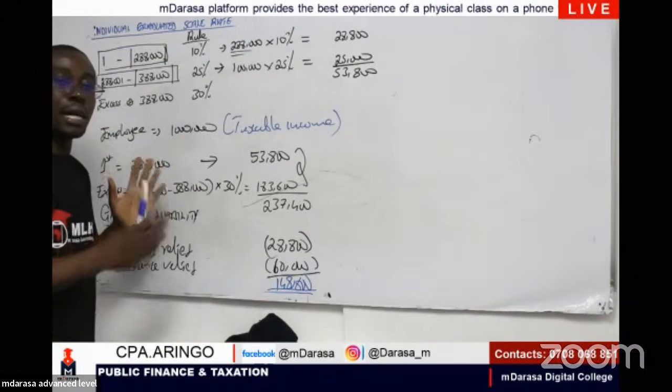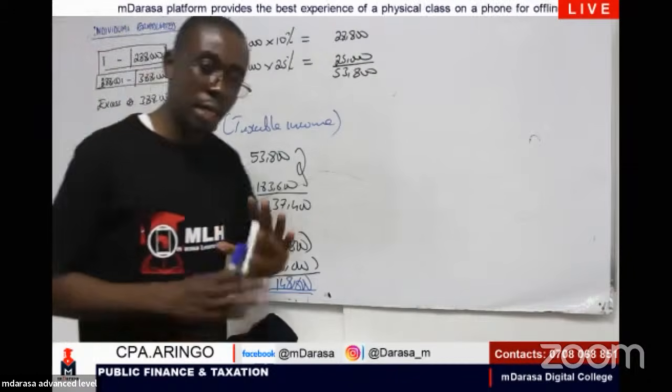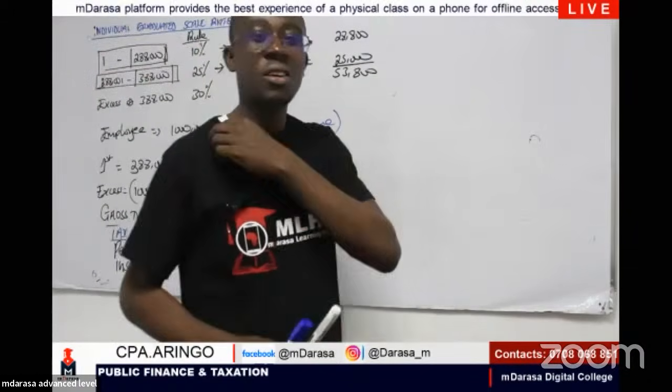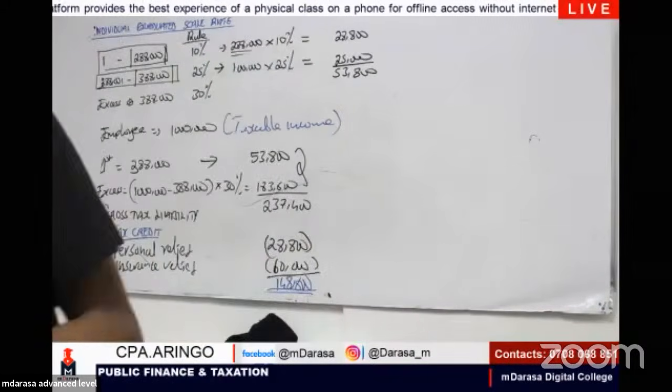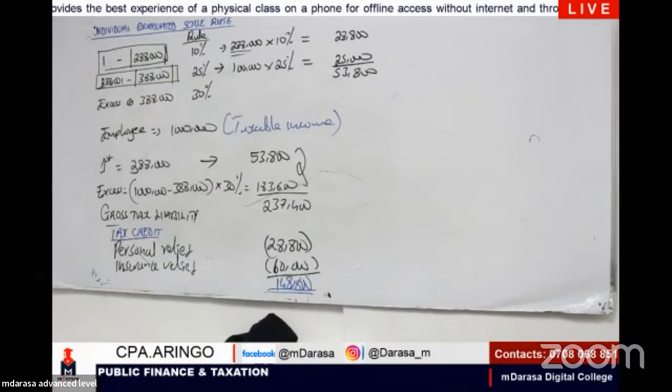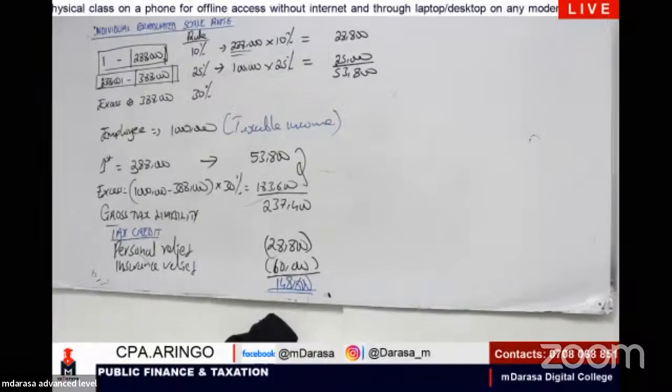So once you are done with this, it's as if literally we are through with the employment income. So after that, yes, Mercy, question? A question. Yes, please.